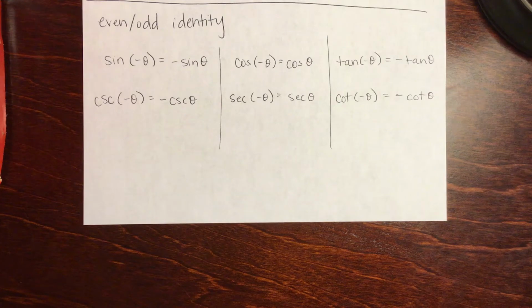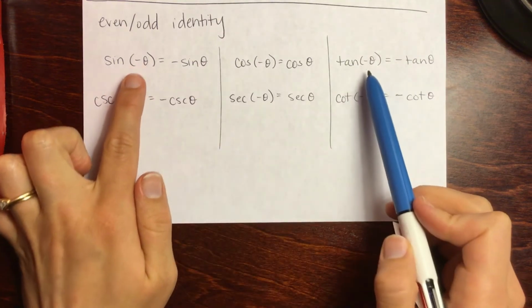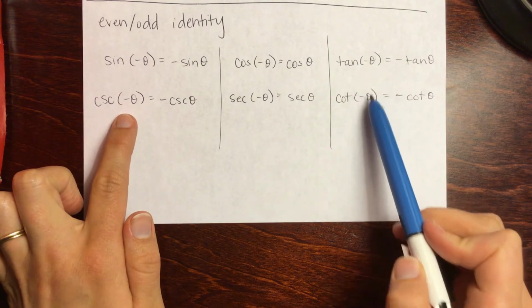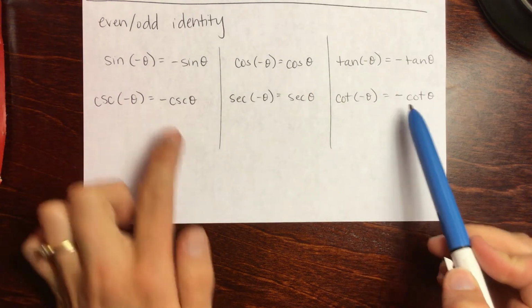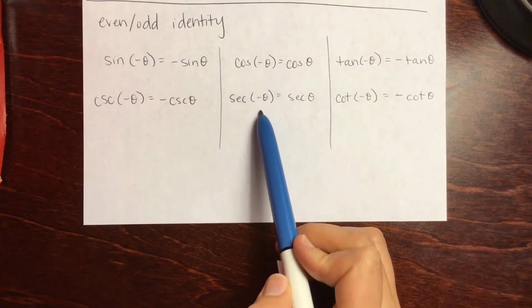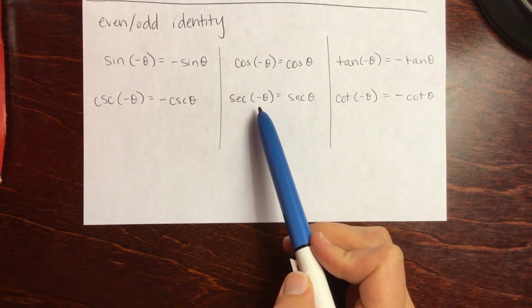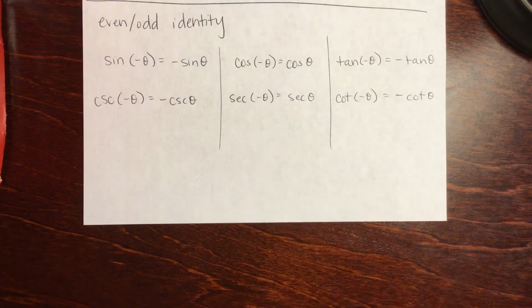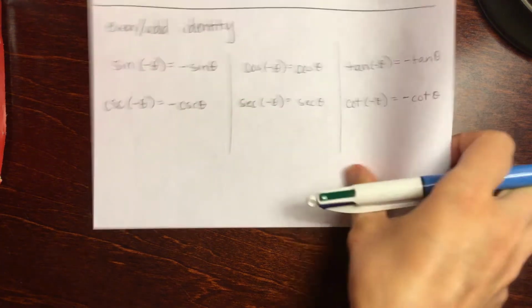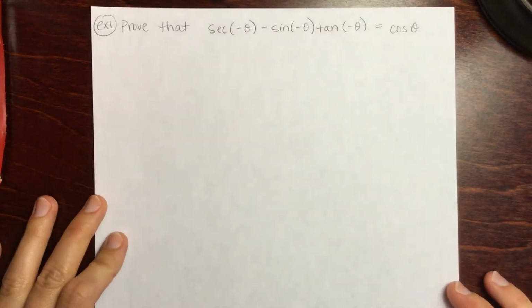We're going to need to use these identities again while we're working through some of these proofs. So reminder, even and odd identities: if you have negative angles for sine, cosecant, tangent, or cotangent, you can just pull the negative out front. And if you have a negative angle for cosine or secant, you can just ignore that it even exists in the first place, and that's it. Okay, so add that to your identity list while we work through these proofs.